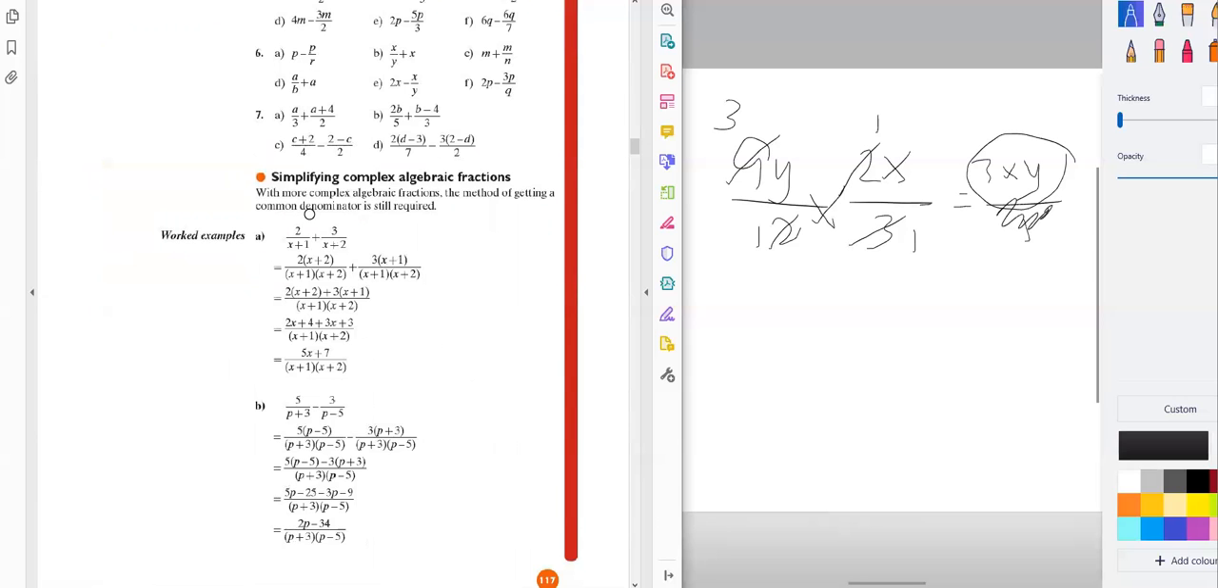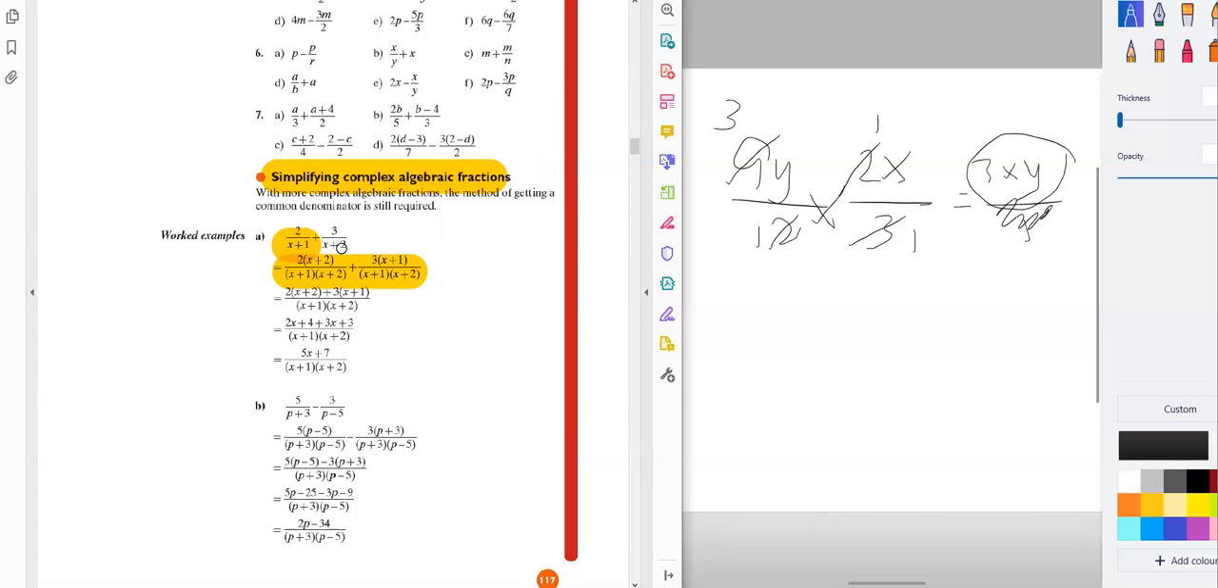Okay, the last part, simplifying complex algebra fractions. In this case, this question always comes up in the exam. You better be careful because it is actually a fraction also, just more complicated. Okay, for this one, you can see the denominator is x plus 1 and this is x plus 2. So you have different denominators, then we have to multiply each other.